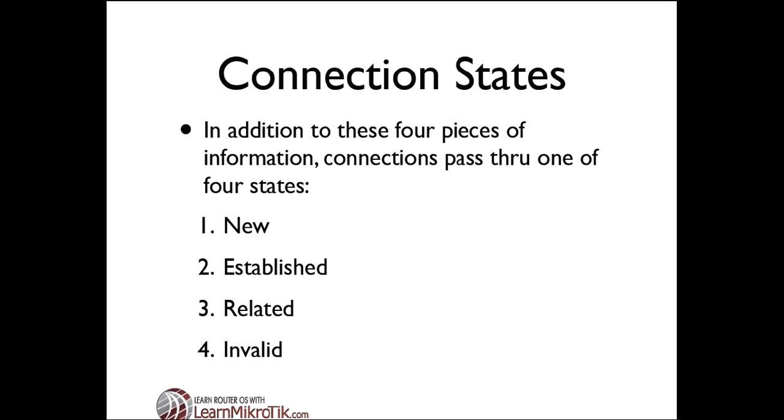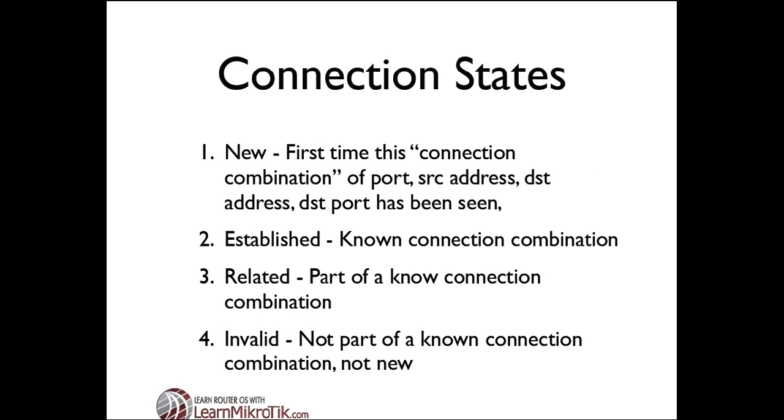The third is related. And this is really kind of particular to certain types of protocols. For instance, the FTP protocol will create related connections. And then the fourth type of connection is the invalid connection. Invalid connections are never anything beneficial. So for purposes of our firewall, we're always going to drop invalid connections.